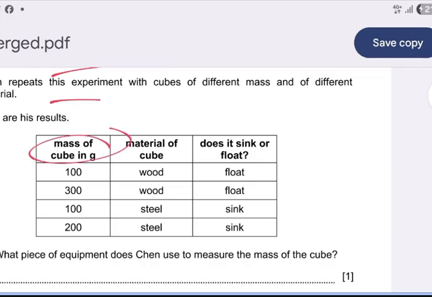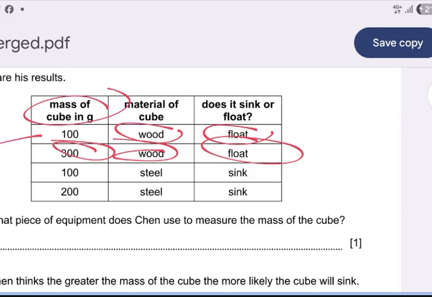So, here is the result. If the mass of this cube is about 100 gram, and he did that for wood as a material, it will float. He said it's okay, I will increase the mass. I will make this piece of wood 300 gram, the same material as wood. Also, it floats. So he said, I will change the material. I will bring steel. And he measured the mass of the steel, like 100 gram. It sinks. He said, what? It's the same mass as the wood. After this, he increased it to 200 and also it sinks.